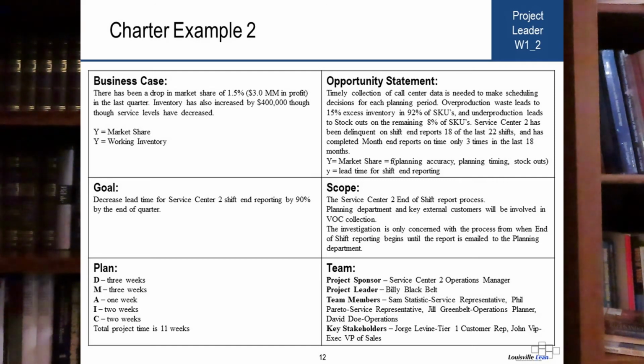And then there's the team. And again, it's fairly simple. I think anybody can look at this charter and know what's going to be worked on. And as Kettering said in the first half of last century, a problem well defined is a problem half solved. That's what Lean Six Sigma is about, and that's what define is about. Let's get the problem half solved.